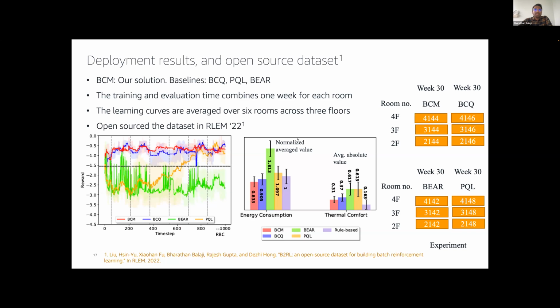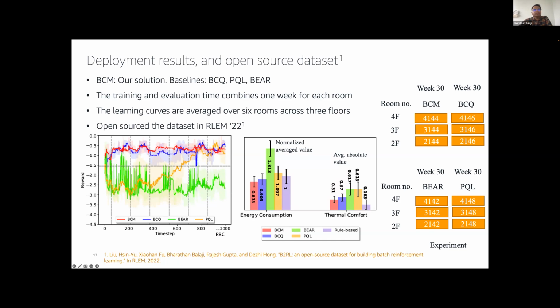So we came up with our own offline policy called BCM, and compared with a whole bunch of baselines. And what we did was, if you look at these room numbers, they are rooms on top of each other. So we have multiple rooms where the same policy gets deployed, but because they're vertically stacked, the conditions are relatively similar. And we have vertical stacks which are right next to each other, so they face the same side of the building, for other offline RL baselines.